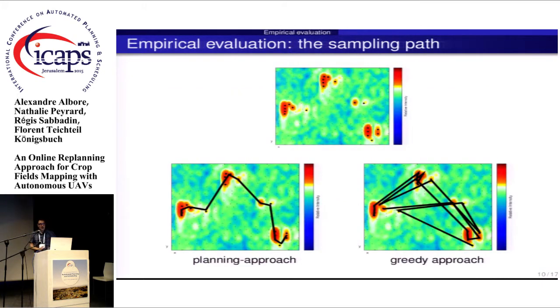Empirical evaluation. We are comparing, as we said, to the Peyrard and co-authors approach. It's the only one that we could use online. Qualitatively, say that we select 20 interesting sites. The planning approach finds a trajectory connecting all the sites, with the aim of minimizing the flown distance, while the other approach is greedy, it has no look-ahead. So it flies from one site to the other, following an order based on the amount of uncertainty these sites have.